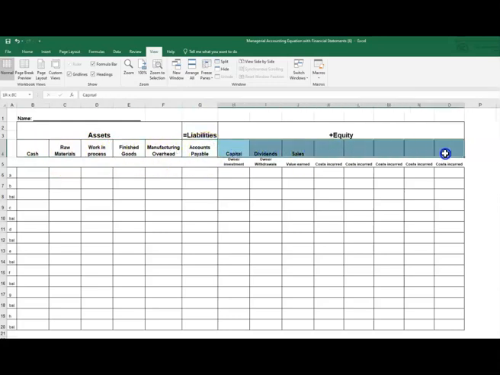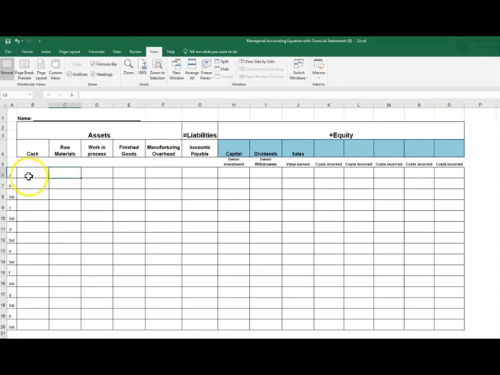And then equity is made up of capital, so any kind of owner investments, minus dividends, so anytime we distribute money to the shareholders, plus sales, minus expenses. So on the equity side, you really have to look and see, is it making it go up or down? Capital and sales make equity go up. Dividends and expenses make it go down. Okay, so let's go back to our raw materials.